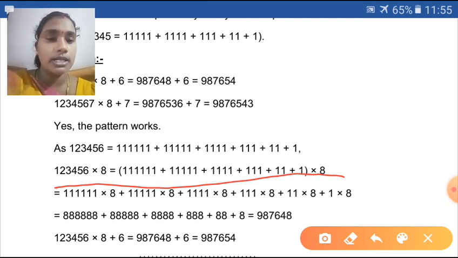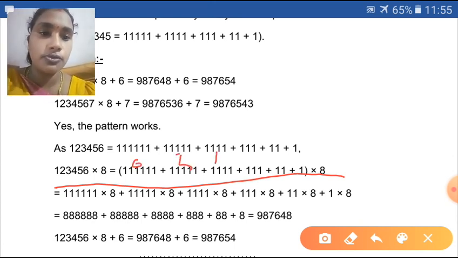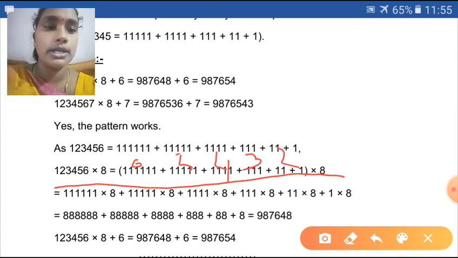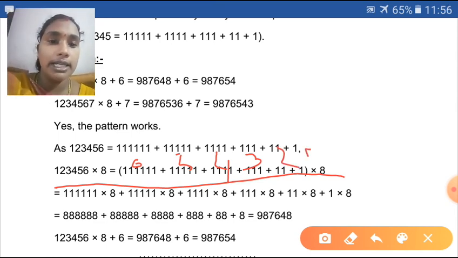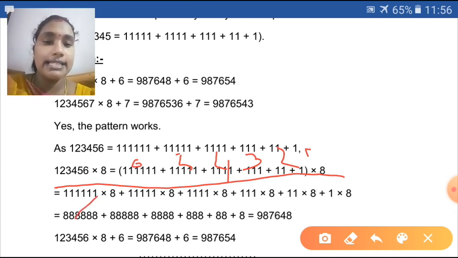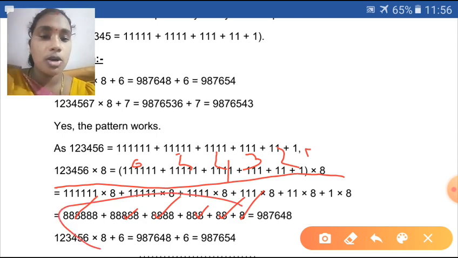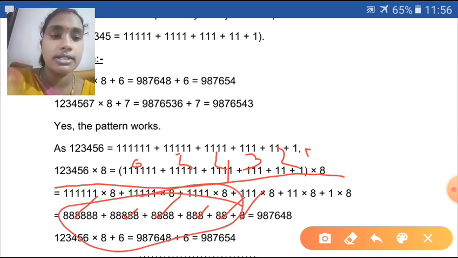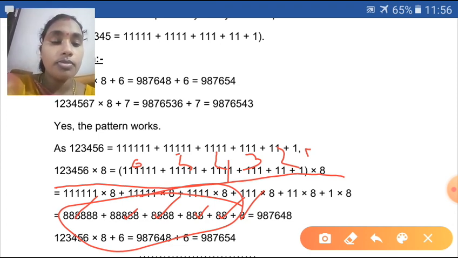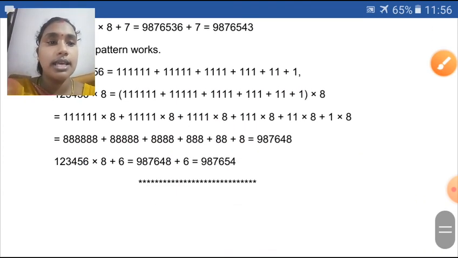I am telling in terms of 1 so that you will understand that there are 6 ones here, 5 ones here, 4 ones here, 3 ones here, 2 ones here, and 1 one here. So when you are multiplying this into 8, you get 6 8s here, 5 8s here, 4 8s here, 3 8s here, 2 8s here, and 1 8 here. So when you add all this, you get 9 8 7 6 5 ... 9 8 7 6 4 and 8. So like this you get the answer using the pattern. So this is what the sum says.